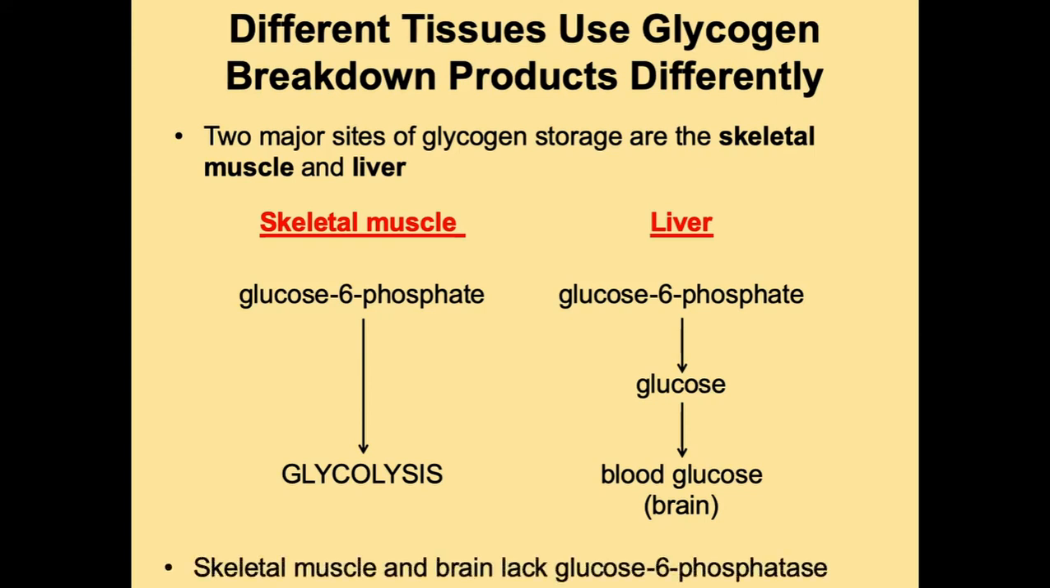It's important to note that skeletal muscle and the brain lack the enzyme glucose 6-phosphatase, and this is why the glucose 6-phosphate in skeletal muscle and brain cannot be converted back to glucose. The liver is the only site, or at least one of the only sites, where glucose 6-phosphatase exists.